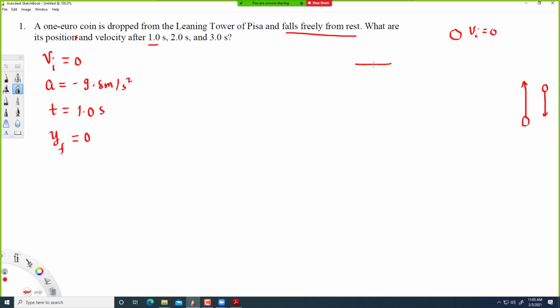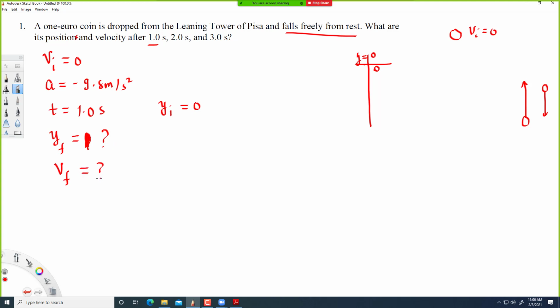So start at y equal to 0, and then it's falling down. So consider y initial is 0. And then we also want to find, sorry, I meant to write a question mark here because that's what we want to find. So that's the question mark. We want to find final position, and we also want to find final velocity.